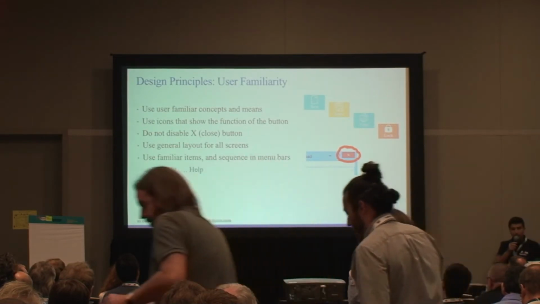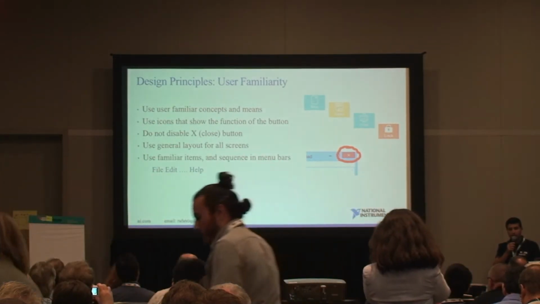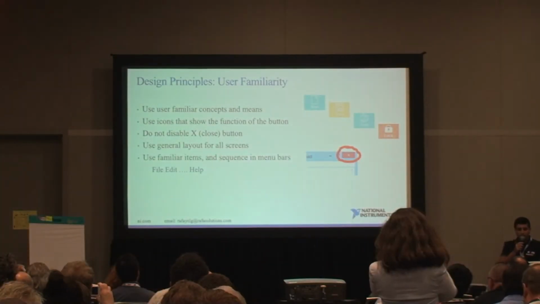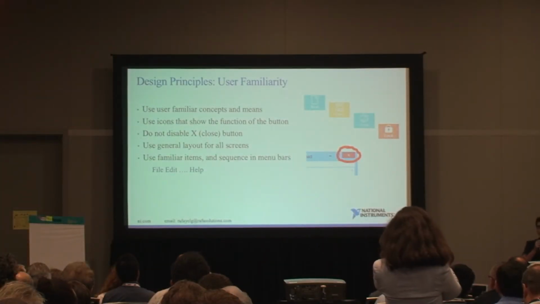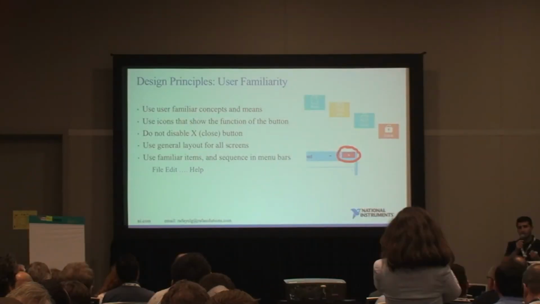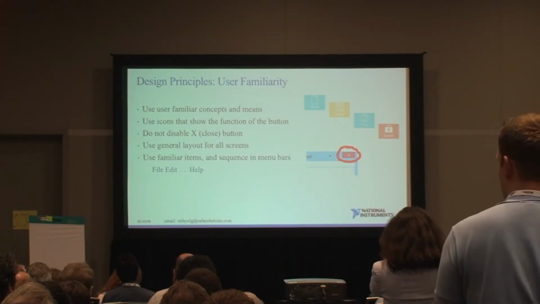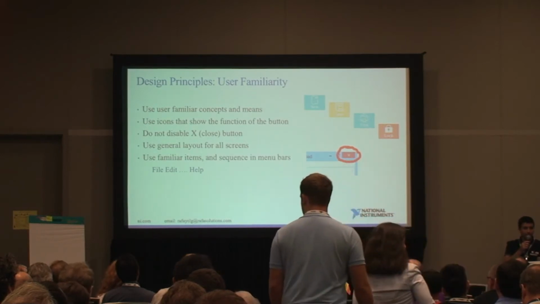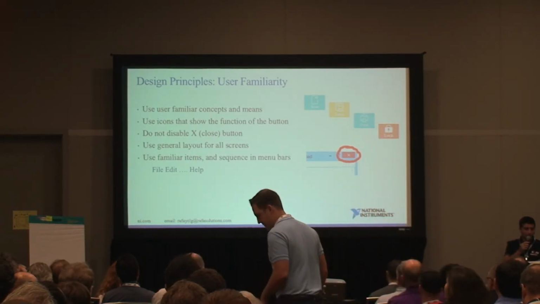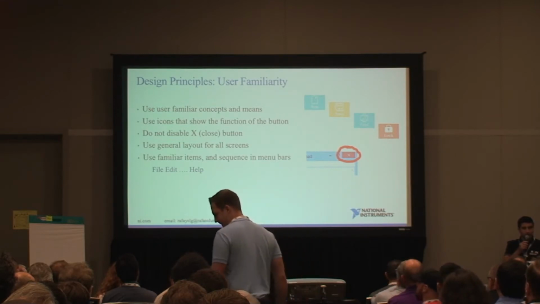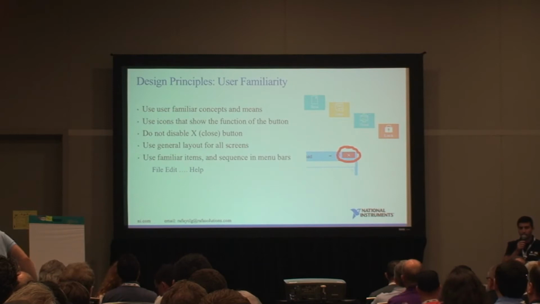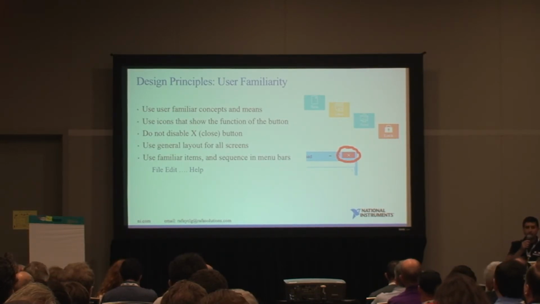Okay, so starting with the first one, user familiarity. What that means is we need a user interface that seems familiar to our users. When they are already used to the save button icon being a floppy disk, it's much better to use that rather than invent a new kind of icon that is not familiar to our users. And it's the same with the close button.